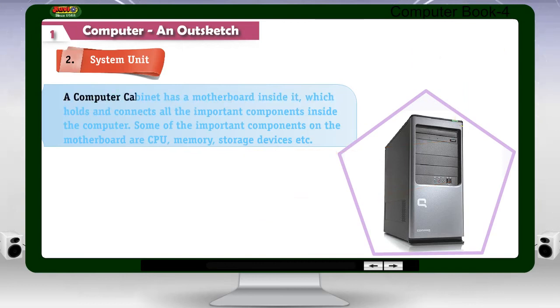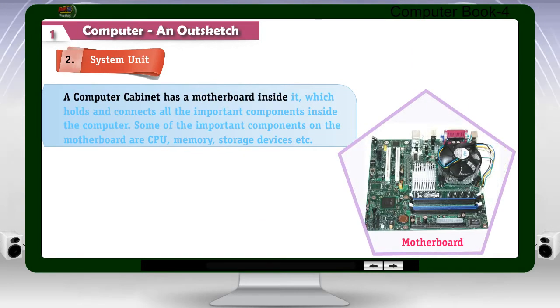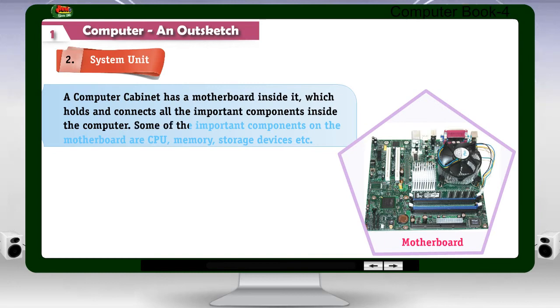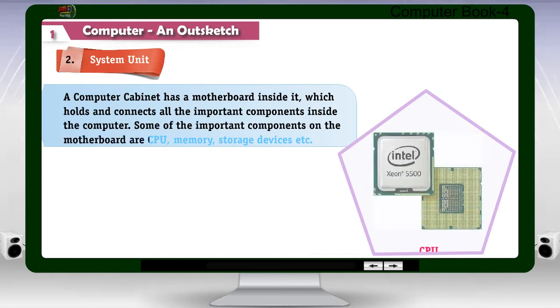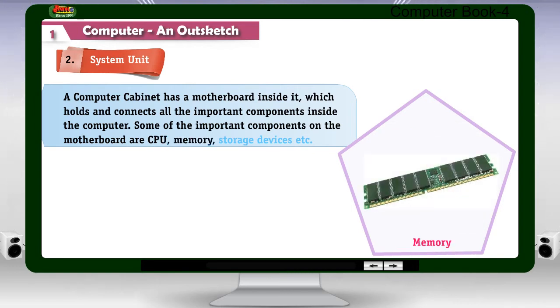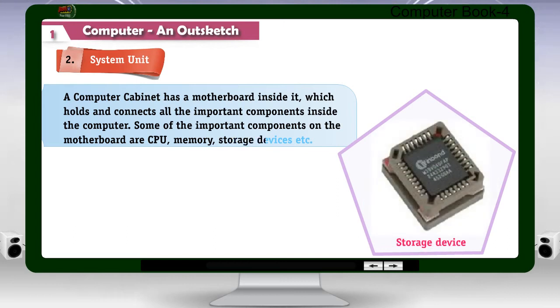A computer cabinet has a motherboard inside it, which holds and connects all the important components inside the computer. Some of the important components on the motherboard are CPU, memory, storage devices, etc.